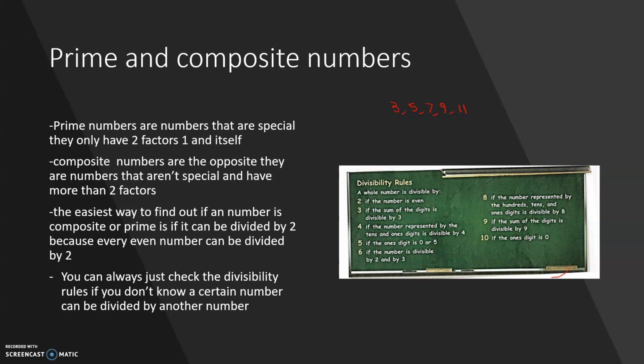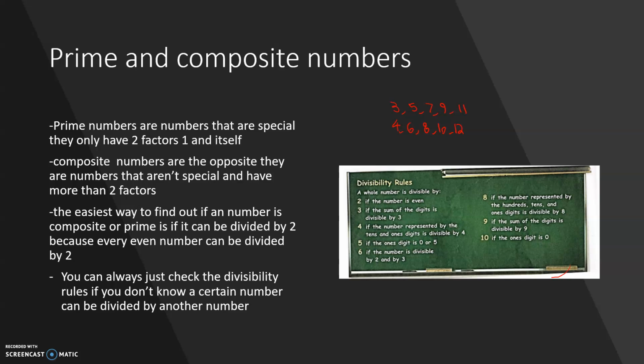Composite numbers are the opposite. They are numbers that aren't special and have more than two factors. So basically like 4, 6, 8, 10, 12. You see how all the prime numbers are odd numbers, but all the composite numbers are even numbers? Yeah, that's what I'm going to tell you later.